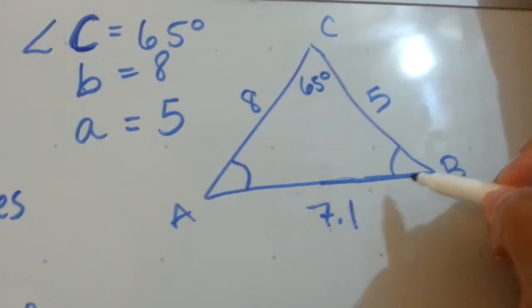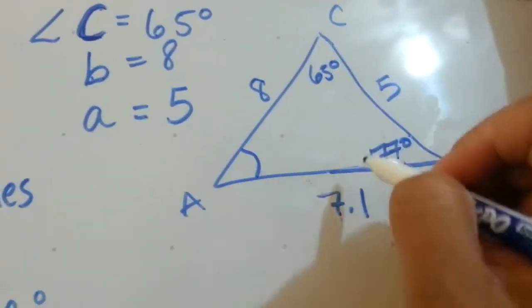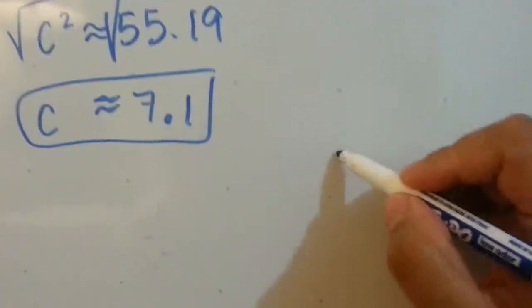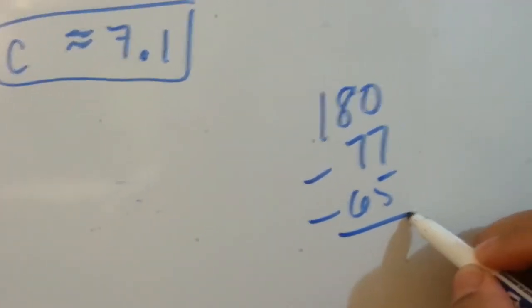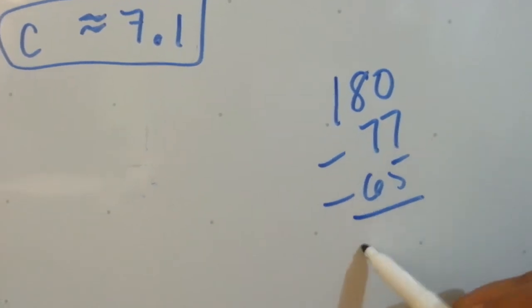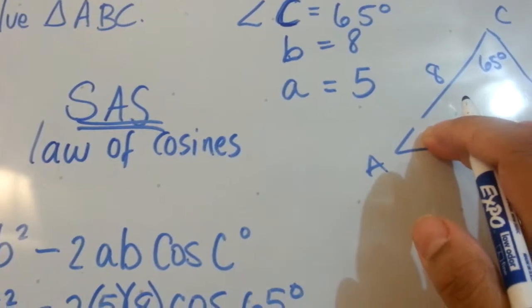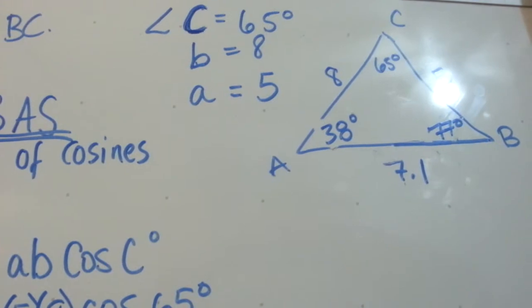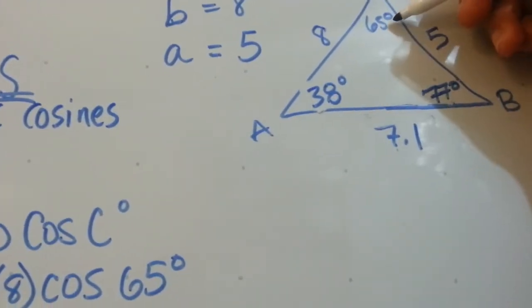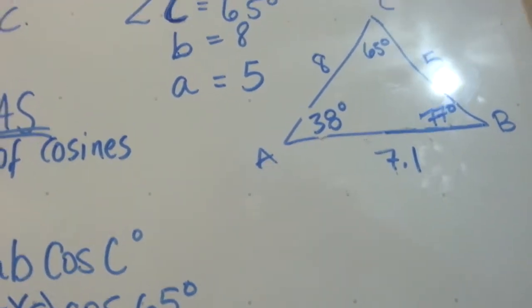Okay? And now, since you know B is 77, now you have two angles. You can go ahead and subtract them from 180. So 180 minus 77 minus 65 gives you 38, or about 38 degrees. Did I just do this wrong? Nope, that's right. 77 plus 65 plus 38 is 180.